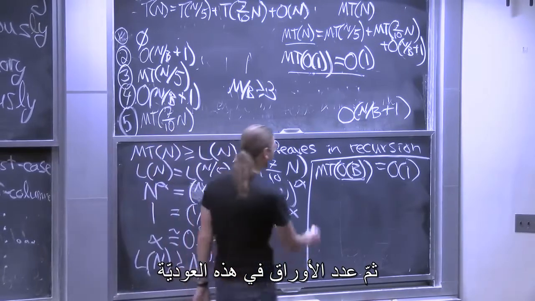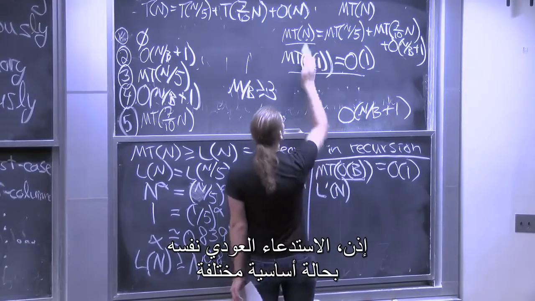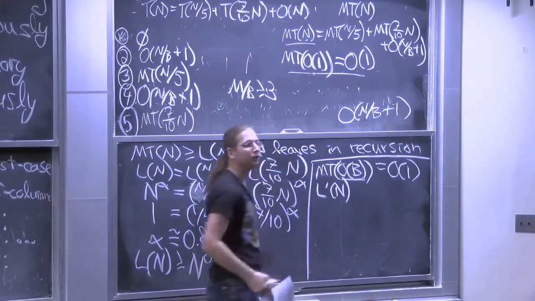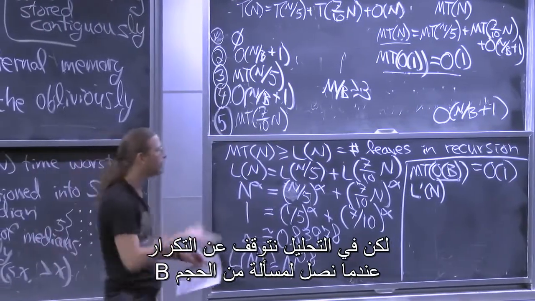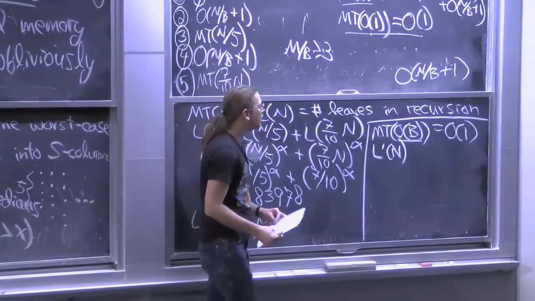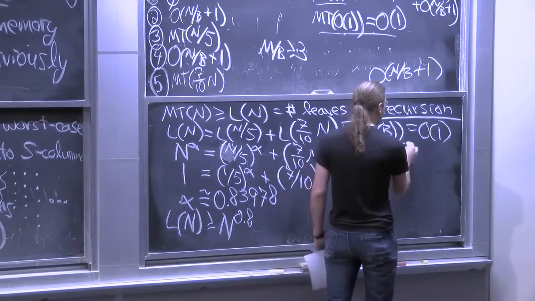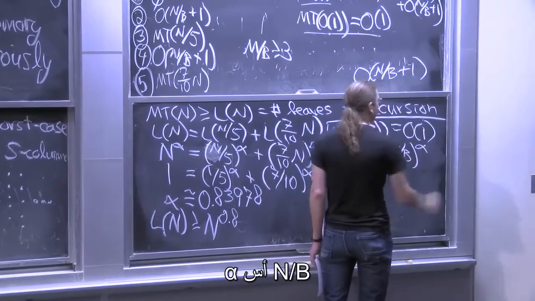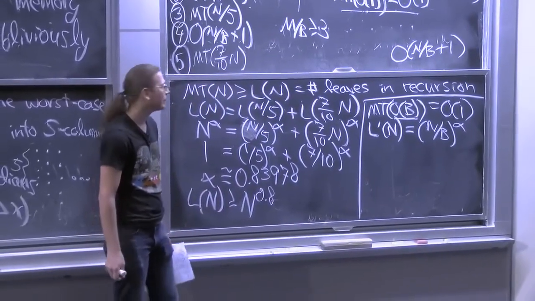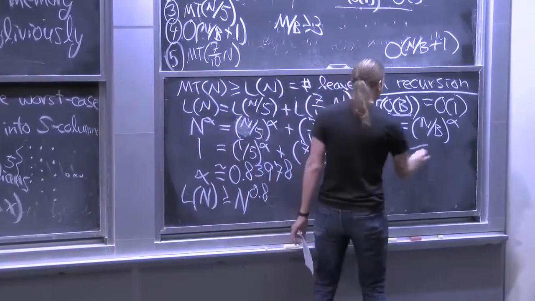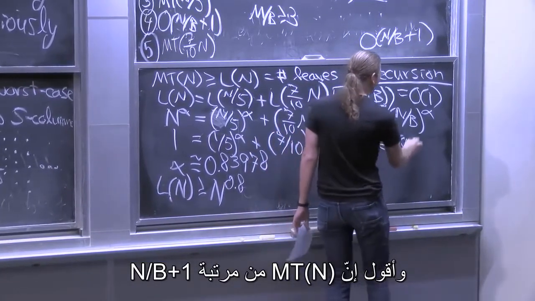Then the number of leaves in this recursion, same recurrence, different base case. So we just stop recursing conceptually. In the analysis, the algorithm goes all the way down. But in the analysis, we stop recursing when we reach a problem of size b. The number of leaves in that new recursion tree will be (n over b) to the alpha. That's good. That's smaller than n over b. Now I'm going to wave my hands a little bit and say M_T of n is order n over b plus 1.